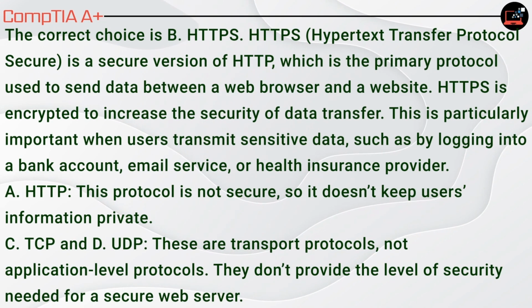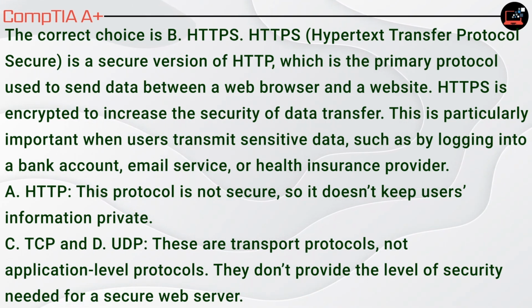The correct choice is B, HTTPS. HTTPS, Hypertext Transfer Protocol Secure, is a secure version of HTTP, which is the primary protocol used to send data between a web browser and a website. HTTPS is encrypted to increase the security of data transfer. This is particularly important when users transmit sensitive data, such as by logging into a bank account, email service, or health insurance provider.